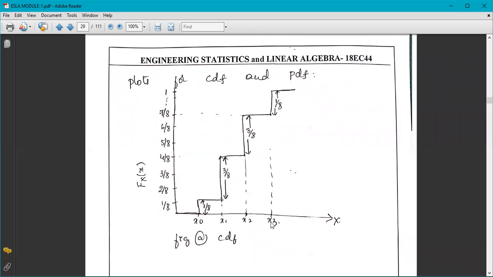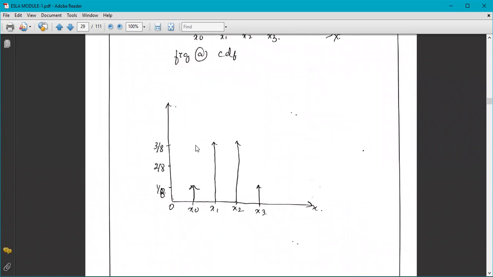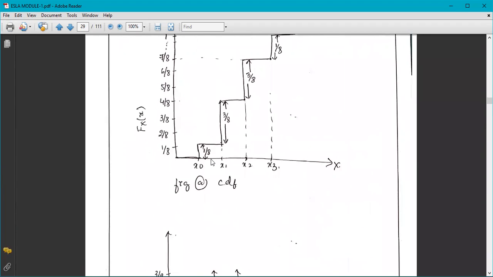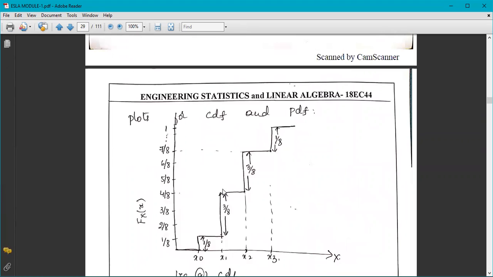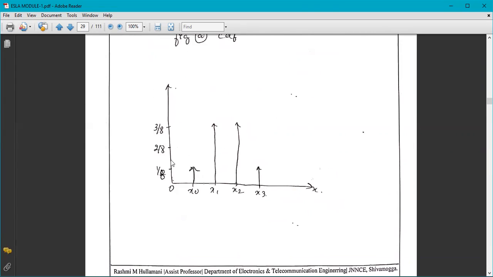Then for x3, the number of heads is 3. We have only one outcome having all heads. Therefore, the maximum probability is 1. By summing these probability values, we get the maximum probability value as 1. This is also a figure where we plot the CDF versus the PMF.